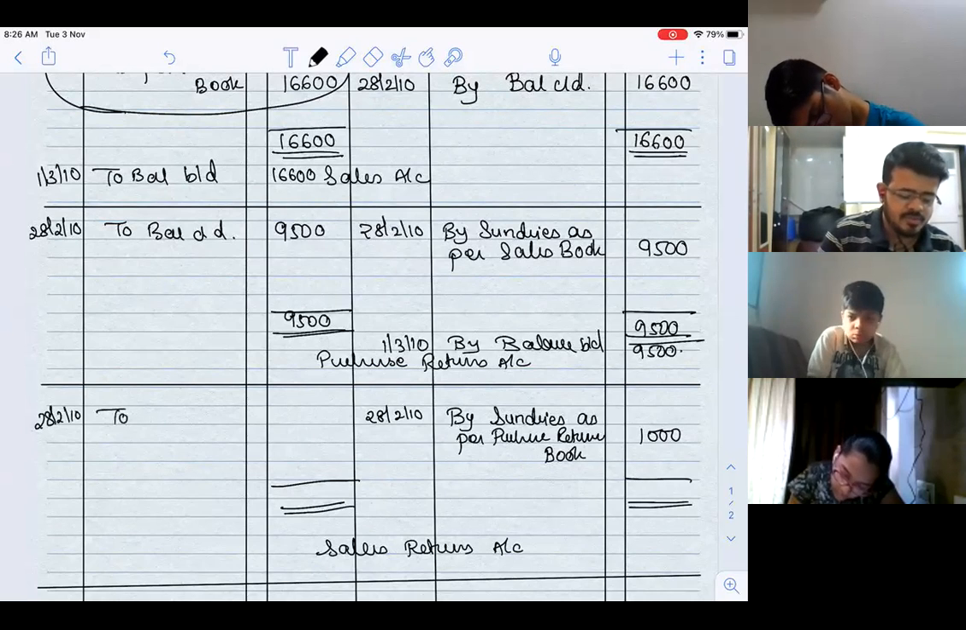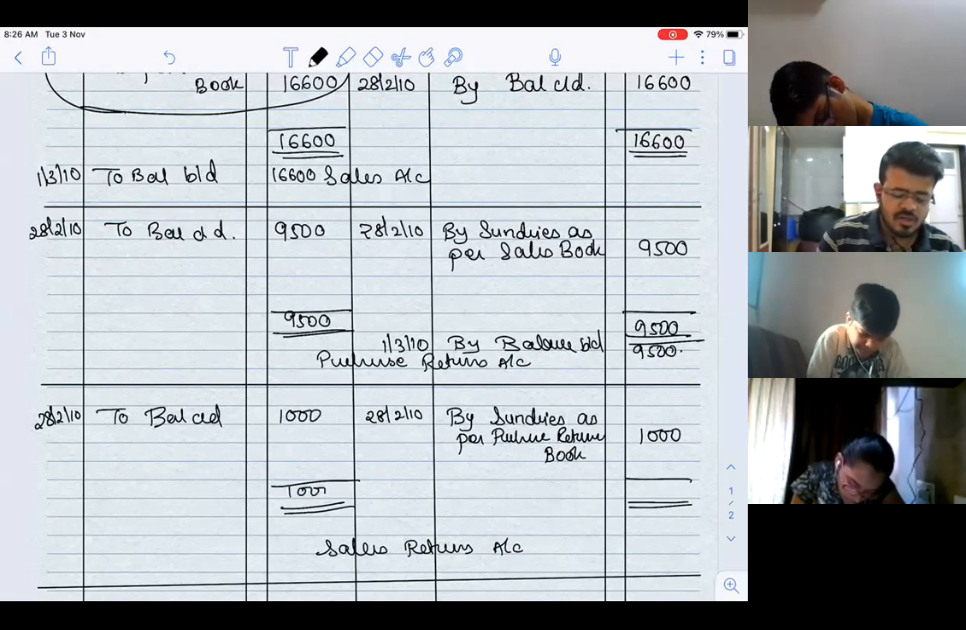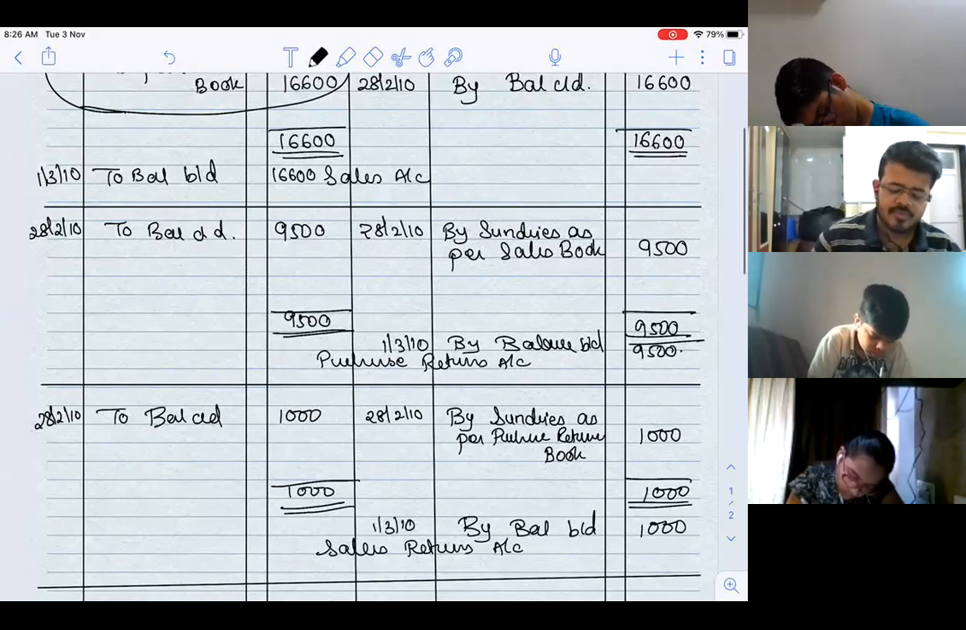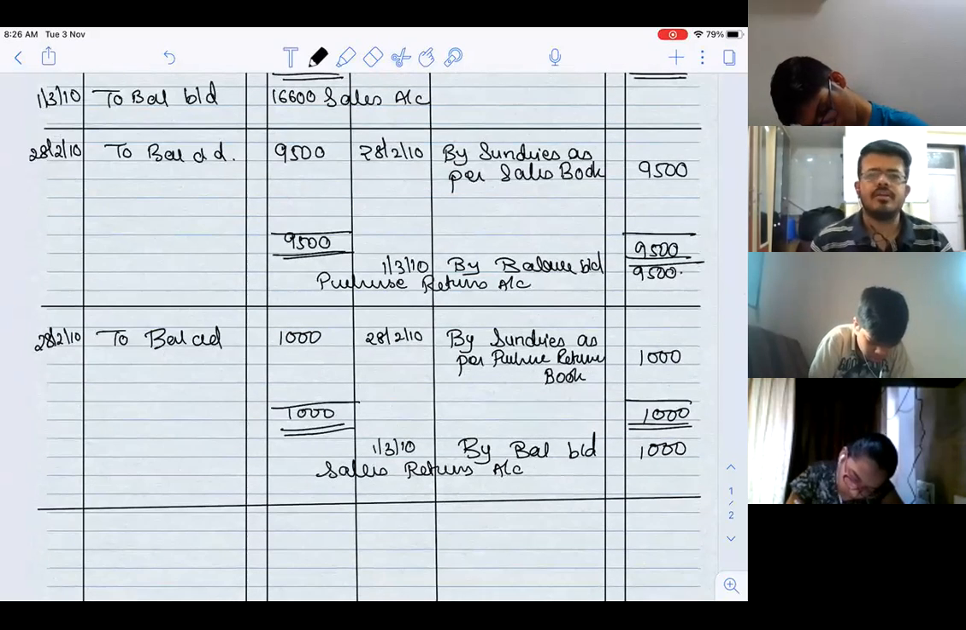And then you simply balance it. To balance c/d, 1000, 1000, 1000, and it will become by balance b/d 1310. 1000. Yeah, Gargi.